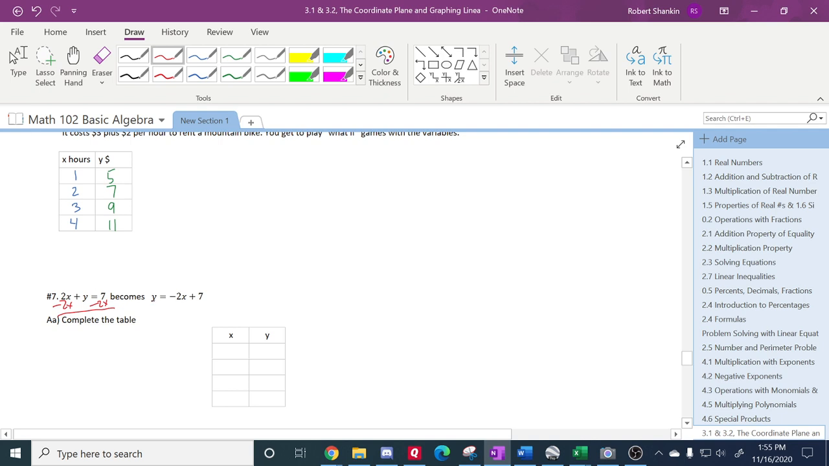And then it becomes y equals negative 2x plus 7. Alright, so this is again a relationship between an input variable and an output variable. So now it says to complete the table. But we've got a problem there. There's no numbers already in the table. I started you out this table with 1, 2, 3, and 4. What do we do if there's no numbers in the table at all? Anybody have an idea?